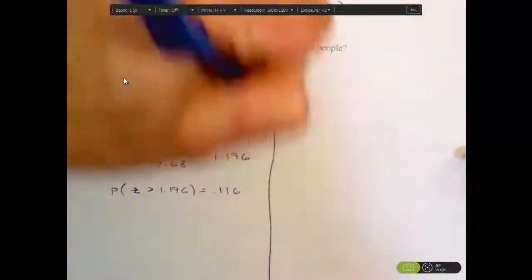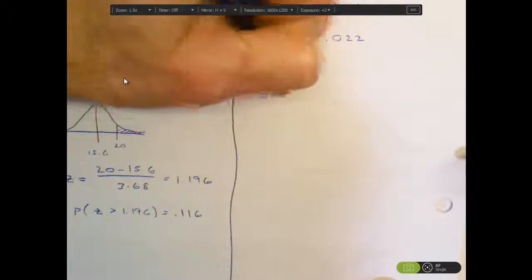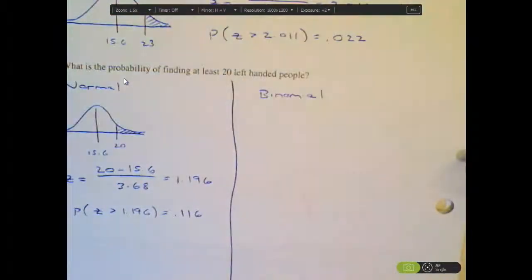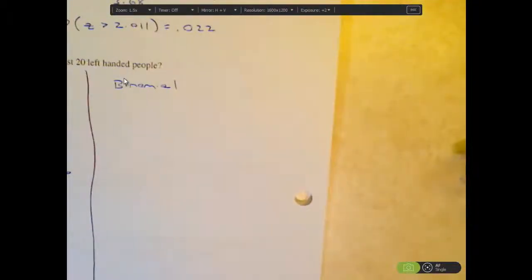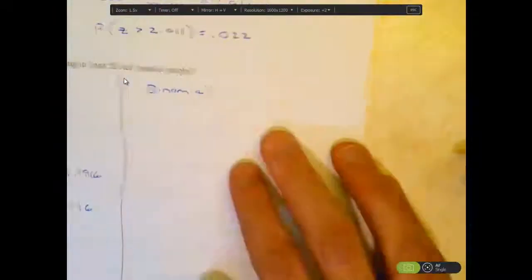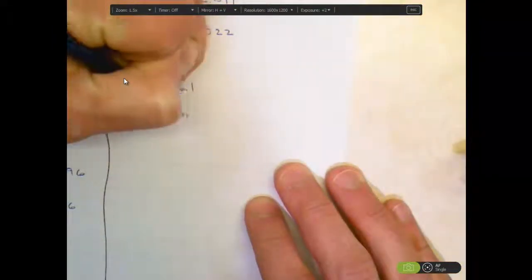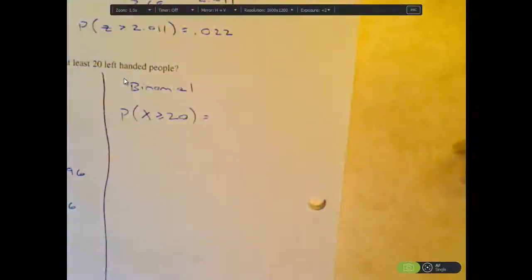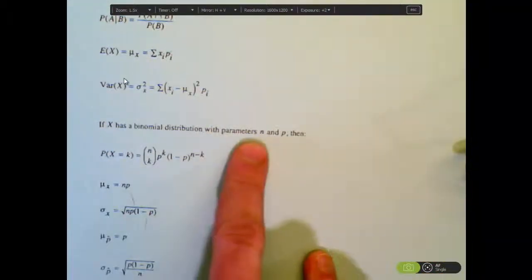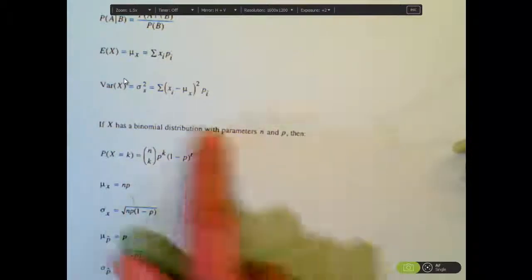Now, let's take a look at if we were to use the binomial model, because the normal model is just an approximation for the binomial model. All right, so I need to identify a random variable, or no, I wouldn't, because I already identified one on the previous page. On the previous page, we said X was the number of lefties out of 120. That's not changing. So now what I need is the probability that X is greater than or equal to 20. I'm just going back to this formula again that I've used a couple of times here. N is 120, P is 0.13. I'm going to be using this formula here.